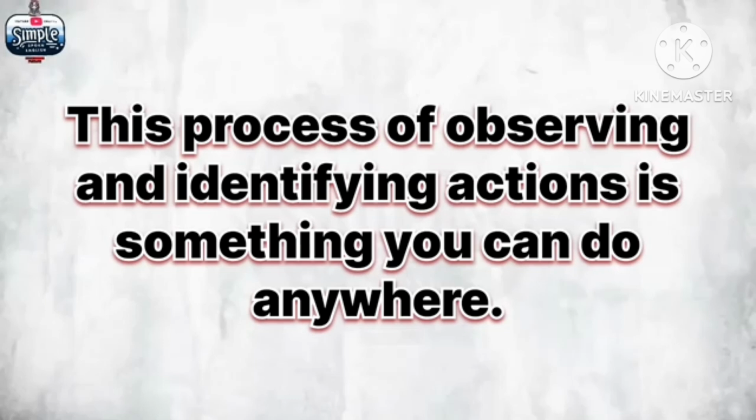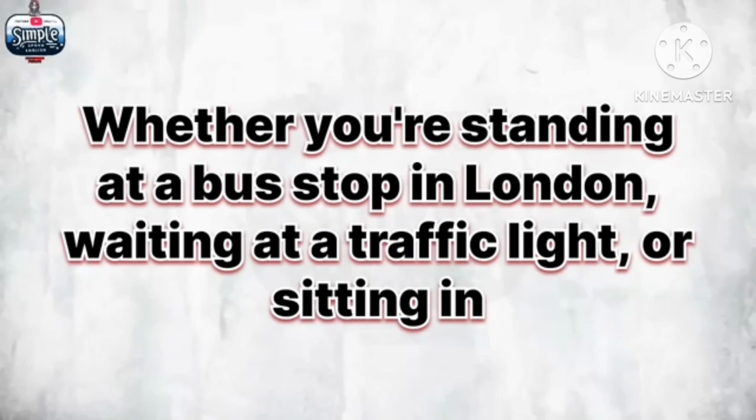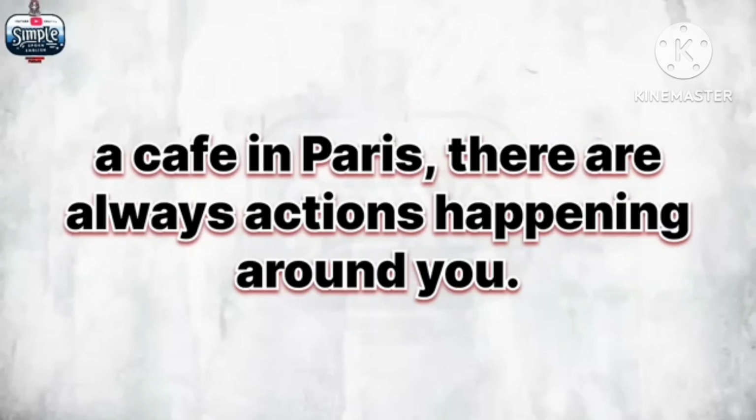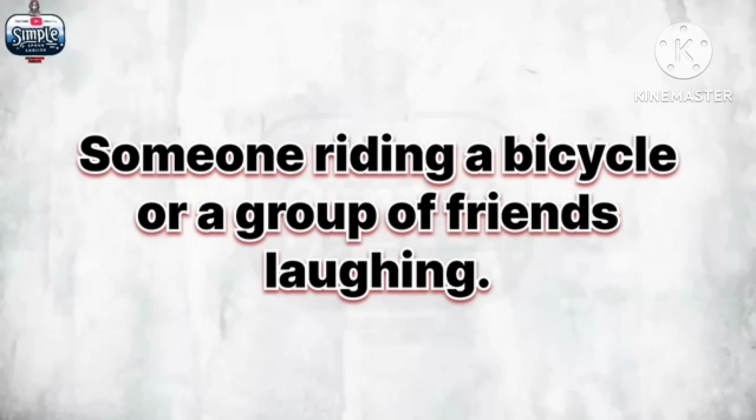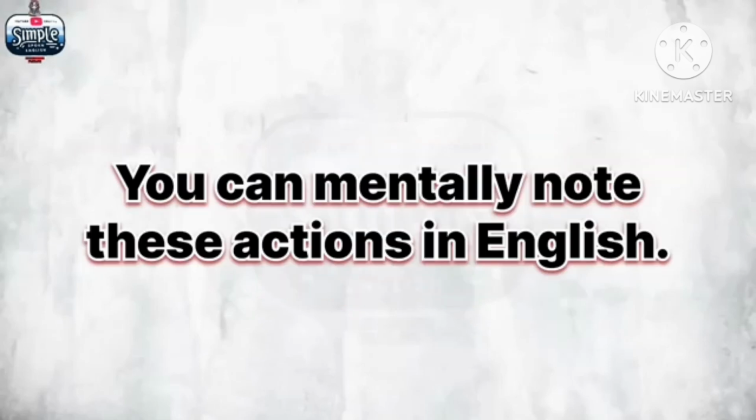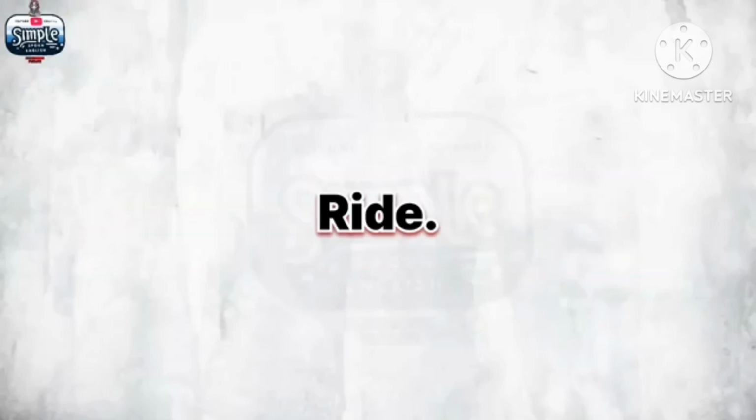This process of observing and identifying actions is something you can do anywhere. Whether you are standing at a bus stop in London, waiting at a traffic light, or sitting in a cafe in Paris, there are always actions happening around you. For example, on a busy street in Tokyo, you might see some people walking quickly, someone riding a bicycle, or a group of friends laughing. You can mentally note these actions in English: walk, ride, laugh.